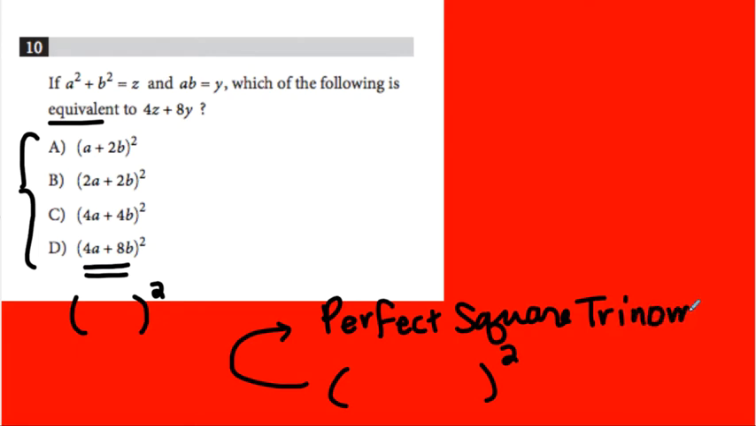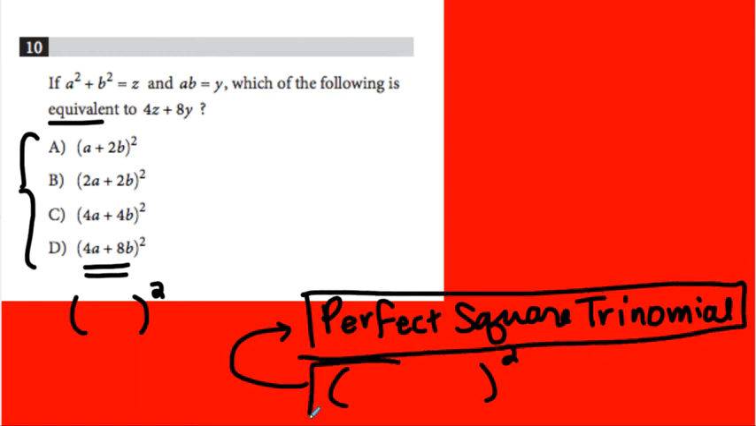Now, if you forgot what a perfect square trinomial is, go back to my perfect square trinomial video, because that's an important factor pattern for us. And the relationship between the perfect square trinomial, or the PST, and its factored form, the square of a binomial, is really helpful on this test.